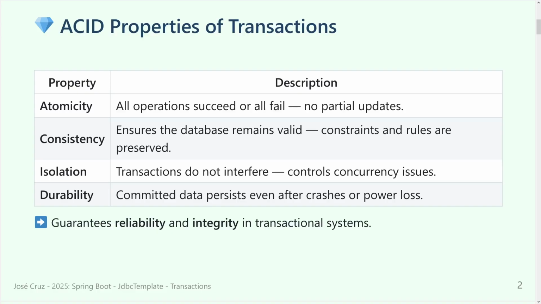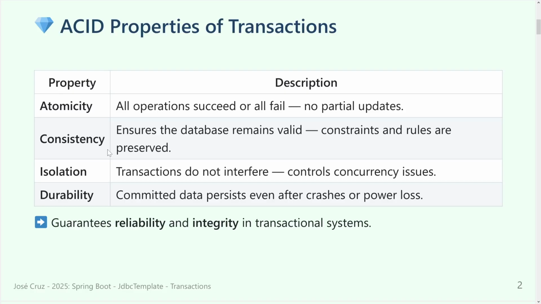One is atomicity, meaning that all operations succeed or all fail, meaning that a transaction should be atomic. I expect that if I have 10 inserts and it fails on the 6th, all the previous 5 should also be rolled back and not inserted in the database.